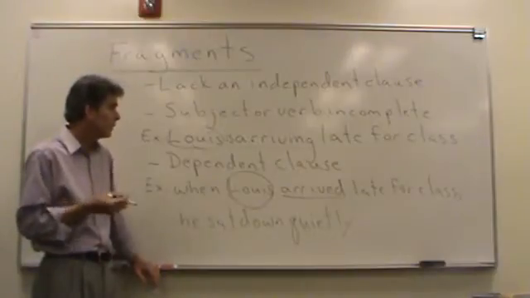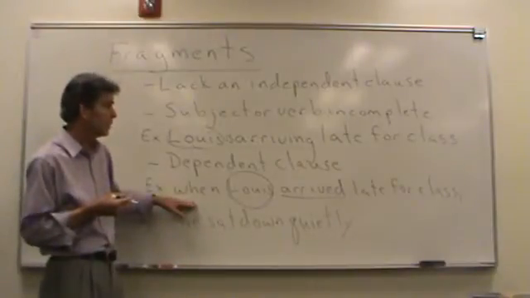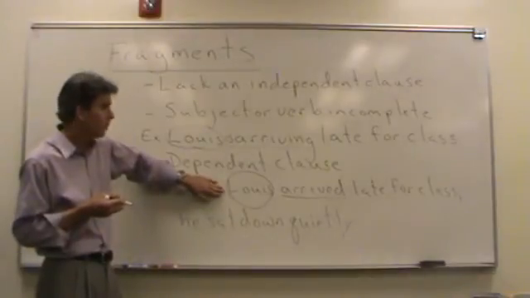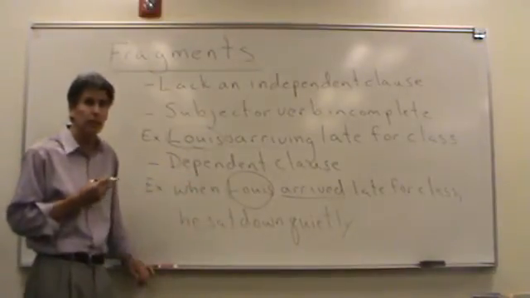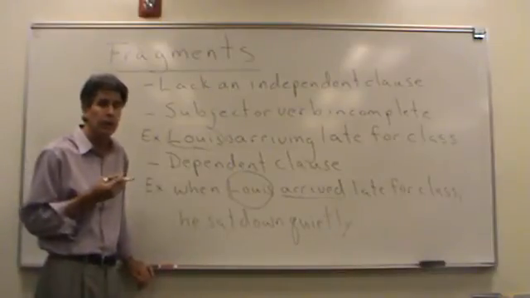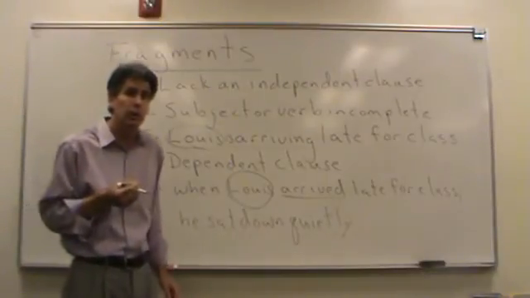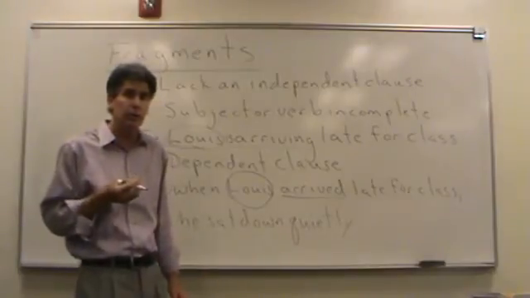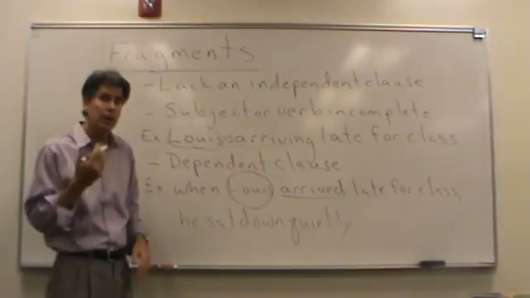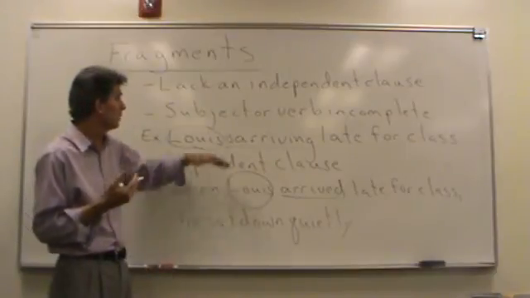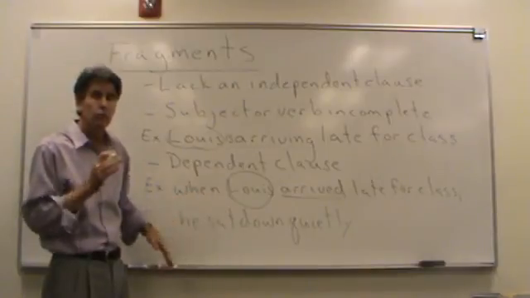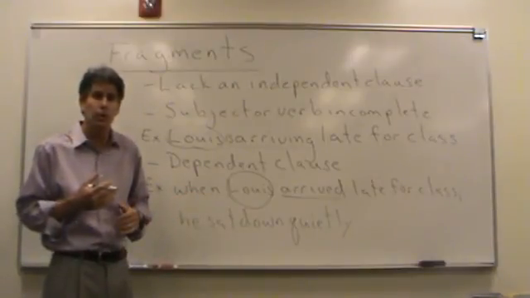So you can fix a dependent clause fragment either by taking away the subordinating conjunction or by adding an independent clause to it. As long as you keep that definition of a sentence in mind, it has an independent clause, and you say it's a sentence, you shouldn't have a problem with this. As long as you can go back and make sure you have that independent clause, you should be in good shape and not run into any trouble with it.